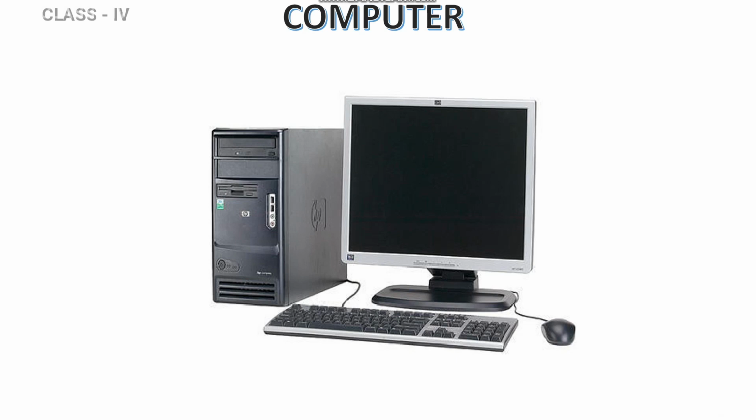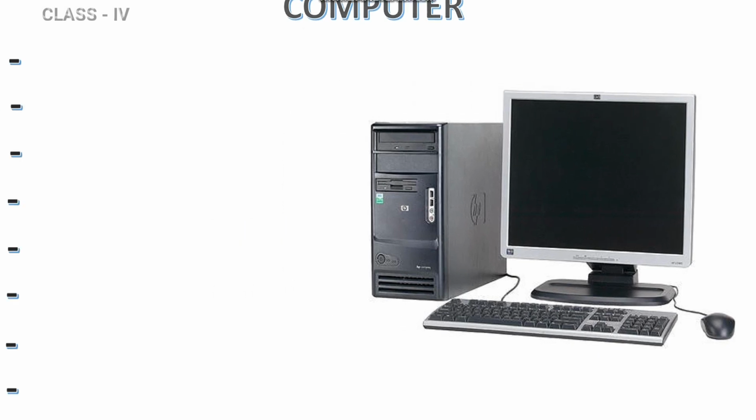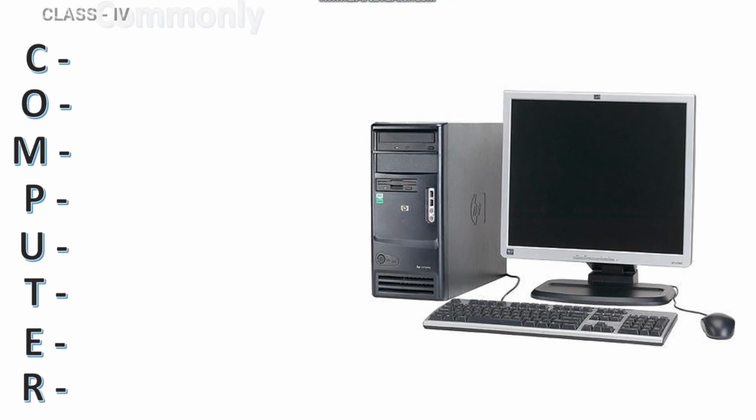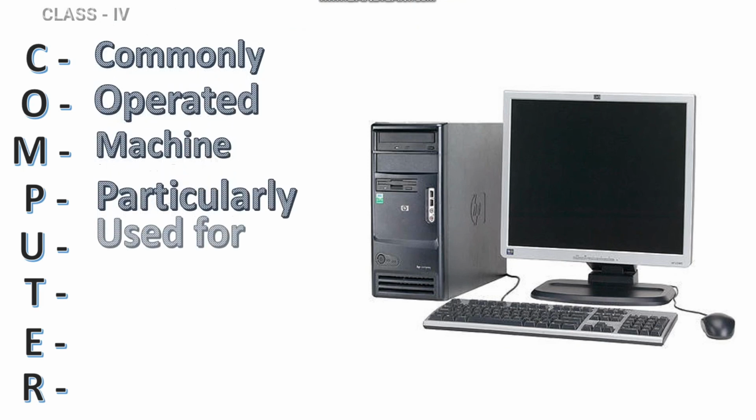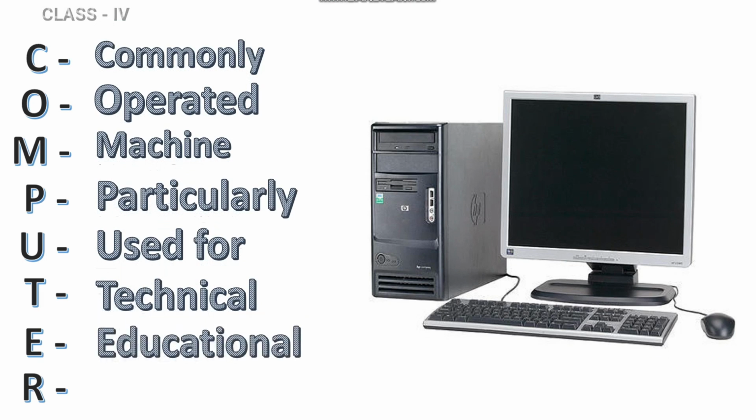Okay, so we are starting with the full form of a computer. Now I'll show you the full form of a computer. C for commonly, O for operated, M for machine, P for particularly, U for used for, T for technical, E for educational, and R for research. Computer stands for commonly operated machine, particularly used for technical and educational research.